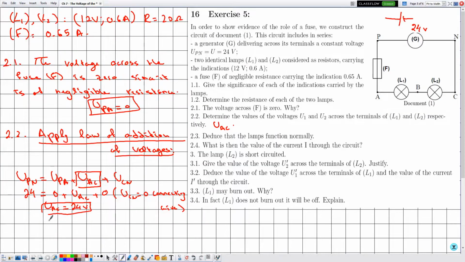So let's say since the lamps L1 and L2 are identical, then they have the same voltage, which means that the voltage UAB of the lamp L1 is equal to the voltage UBC of the lamp L2.